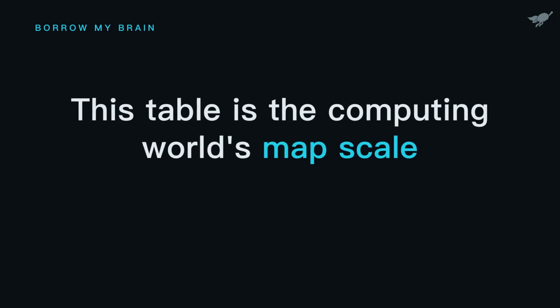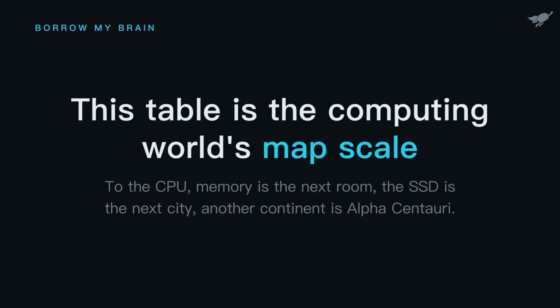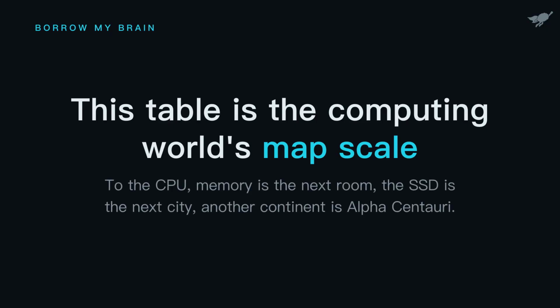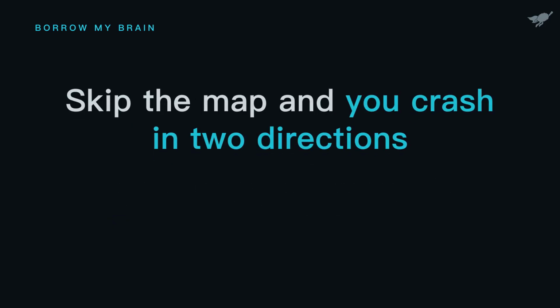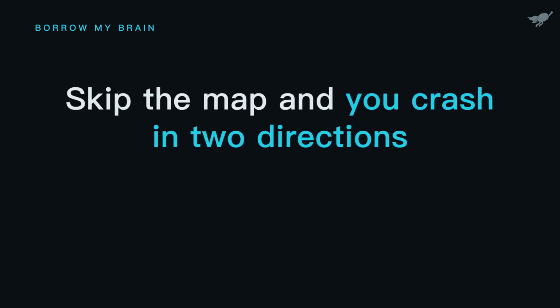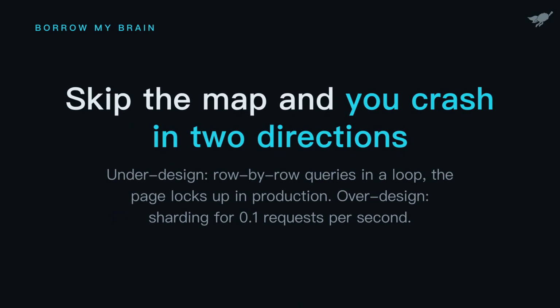This table is the map scale of the computing world. In the CPU's eyes, memory is the room next door, the SSD is the next city over, and a server on another continent is Alpha Centauri. Every line of code you write is walking somewhere on this map, and you'd better know which leg of the trip it's on. Now you might be thinking, only low-level engineers ever need these numbers, right?